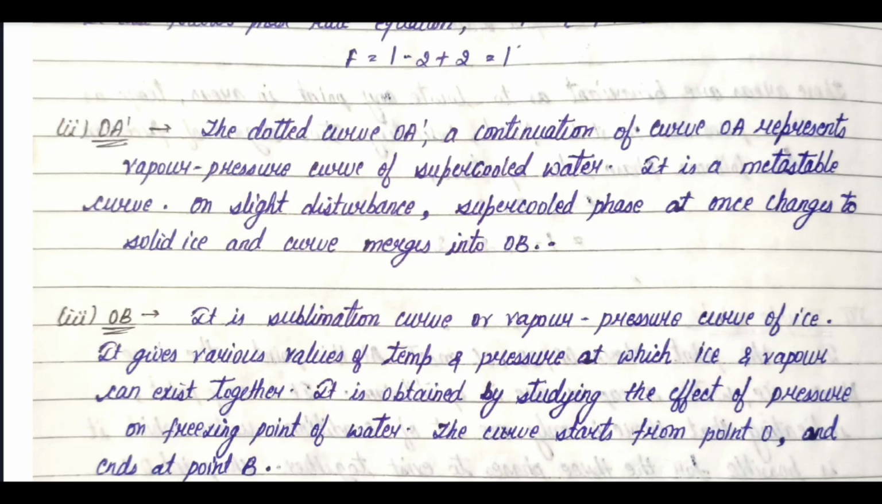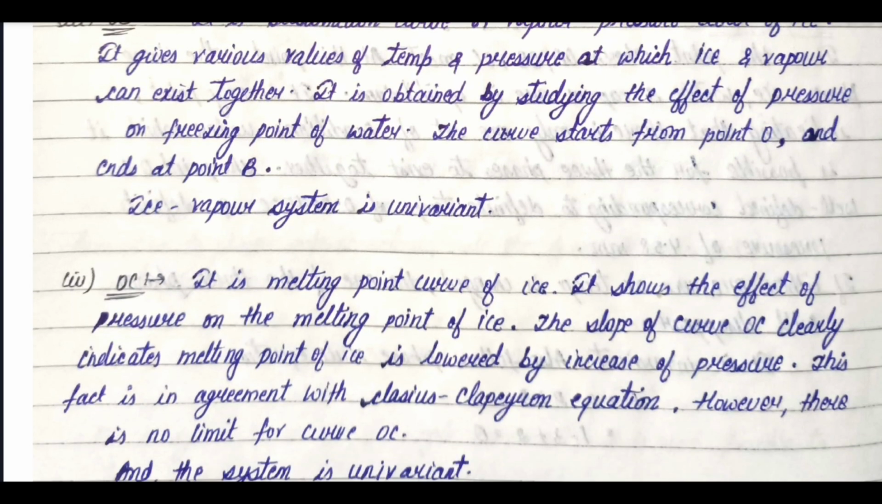Third, OB. It is the sublimation curve or vapor pressure curve of ice. It gives various values of temperature and pressure at which ice and vapor can exist together. It is obtained by studying the effect of pressure on the freezing point of water. The curve starts from point O and ends at point B. The ice vapor system is univariant.